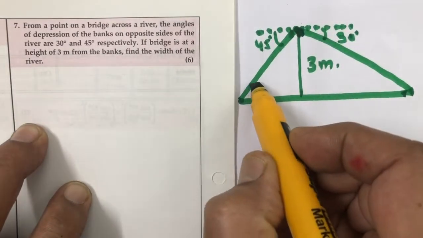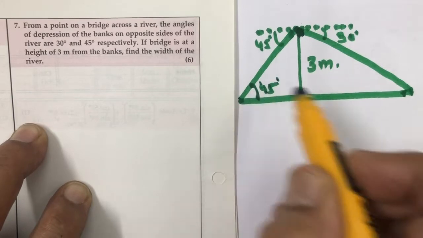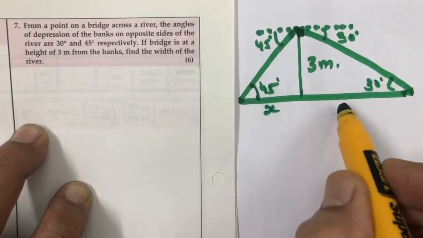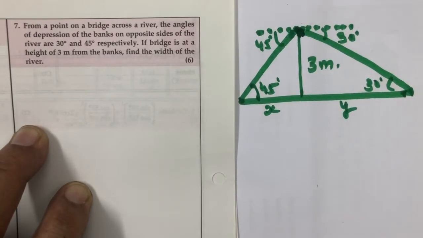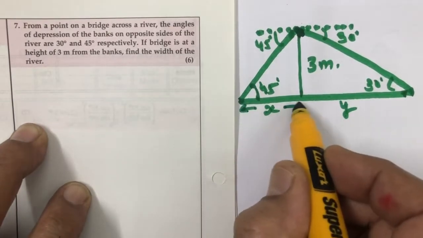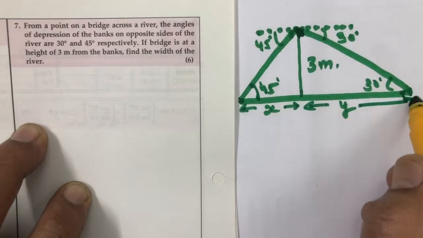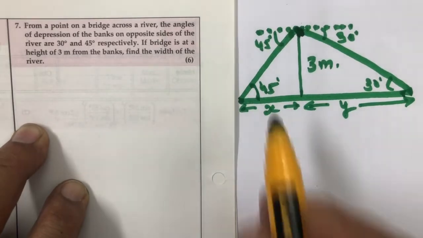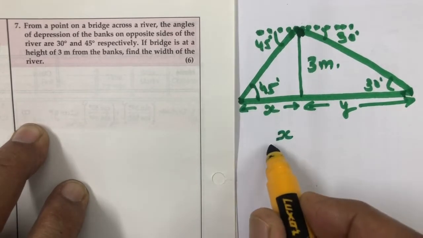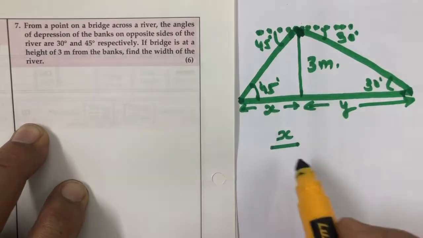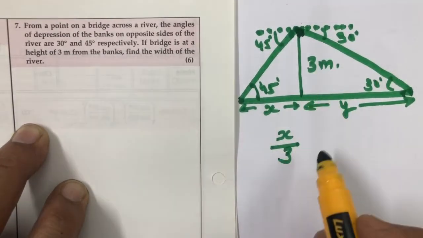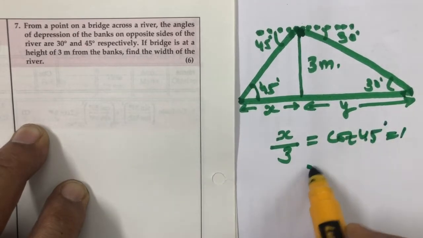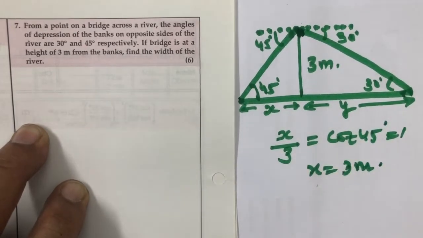So by the simple alternate angle system, this one is 45, this one is also 30. We want to calculate the width of the river, that is this x, suppose this one is y. You have to calculate x plus y. So first we'll start from the first triangle. X is the base, divided by perpendicular. So base divided by perpendicular, this time cot 45, that is 1. So x equals 3 meters.